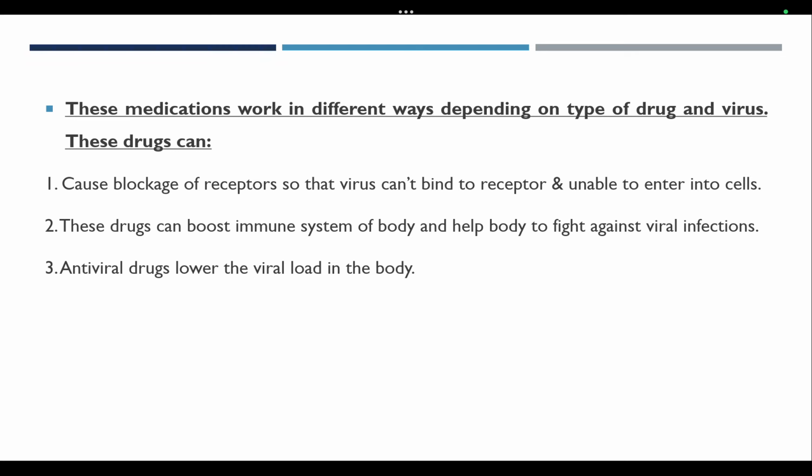In addition, antiviral drugs can lower the viral load in the body by preventing multiplication. Also, these drugs can boost the immune system of the body and help the body to fight against the viral infections.